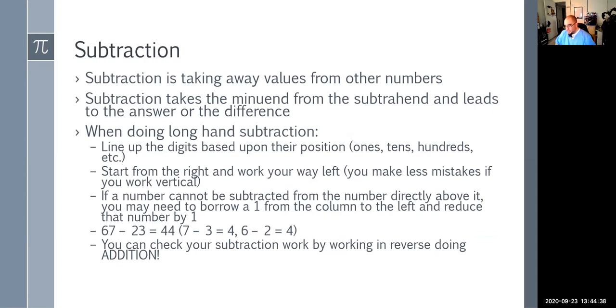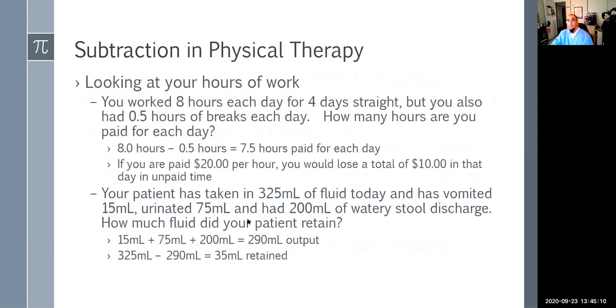And always when you're doing subtraction, you can check your work by doing it in reverse and going through addition. If you subtract a number from another number and you get one number, and you add it back into it and you don't get that original number, you did something wrong. So if I look at this and go, well, I got 67 minus 23 equals 44, if I add 23 back to 44 and don't get 67, I've got a problem. I did something wrong along the way. So the big thing I can say again is always check your work.